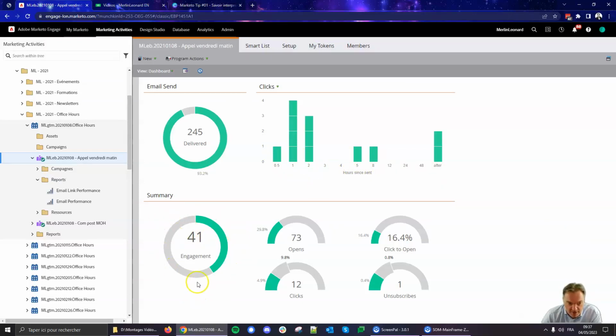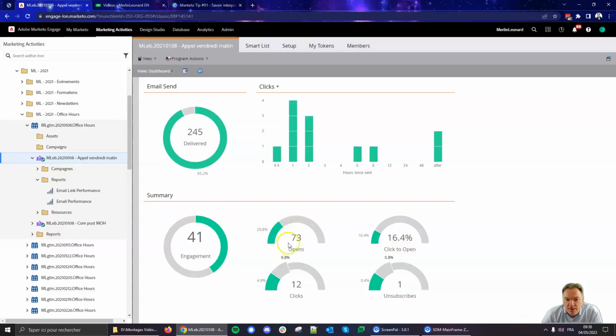Here we have this engagement score, which is basically Marketo's secret sauce. It's a score between 0 and 100. 0 being the worst email you can produce, meaning you send the email and everybody unsubscribes, nobody clicks apart from unsubscribe. And 100 being the best email you can send: all your emails are opened and clicked and nobody unsubscribes.